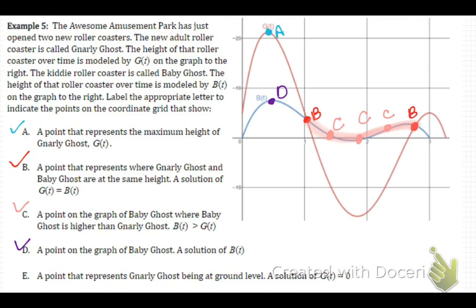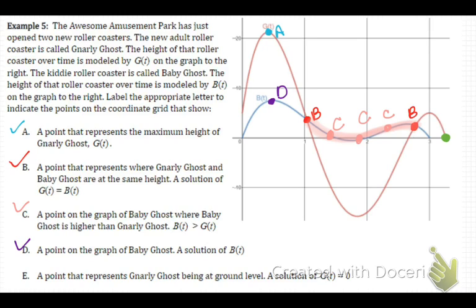Where does Gnarly Ghost go to ground level? Where is it at the ground? Right under B? Right here? That's on a graph? That point I just put is on one of those graphs? No. Where? At the end? Is this a point? Is that my ground level point? I don't know. I'm asking you.